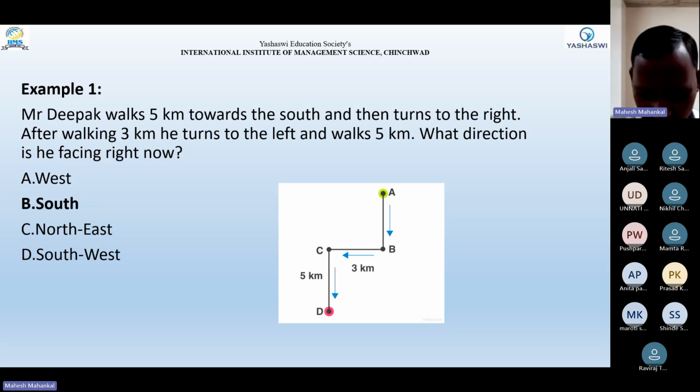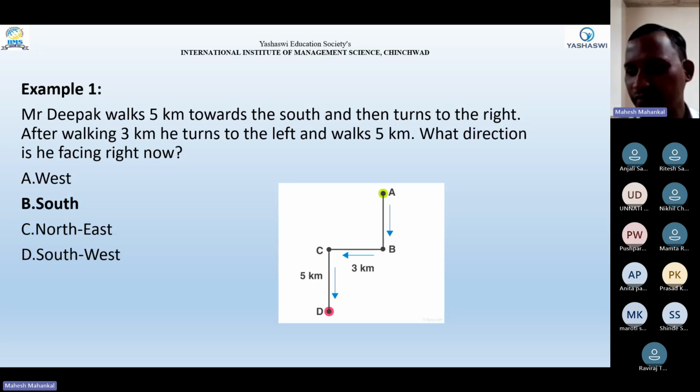Then you can say he is starting from this point and traveling 5 kilometers towards south. On paper, the south direction is available. He's traveling to the south. Then he is taking the right turn, traveling 3 kilometers. Again, he's taking a left turn, traveling 5 kilometers. After walking 5 kilometers, which direction is he facing? At what direction is he facing right now? Do you have an idea about that?